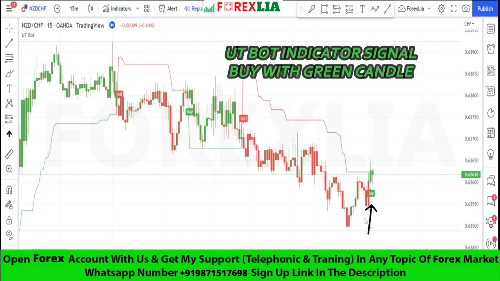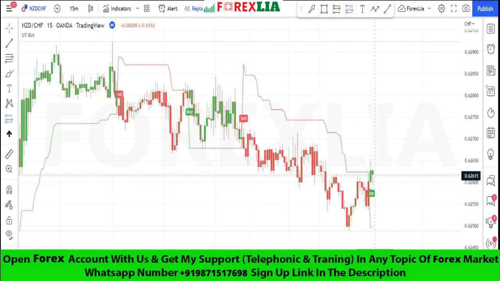Here is buy signal confirmation. We place buy trade here.